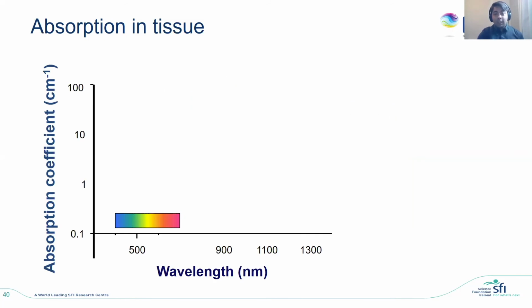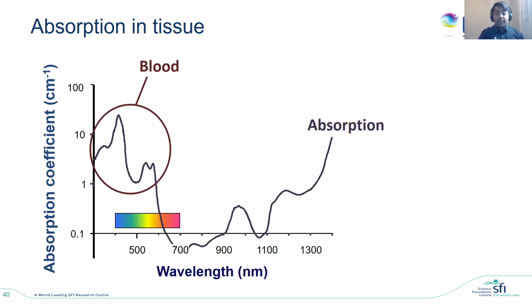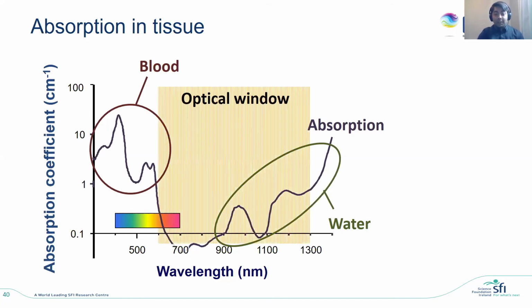If we look at the tissue absorption, here I will show you the absorption as a function of wavelength. The main absorbers in tissue are blood in the visible range, and in the near infrared range, we have water absorption. These are the main absorbers. There is a gap where there is very little absorption, and this gap is called the optical window. It's where we have a lot of transmission of light.